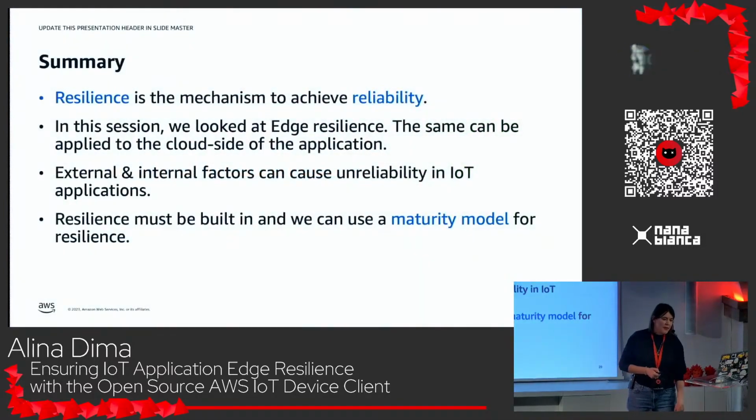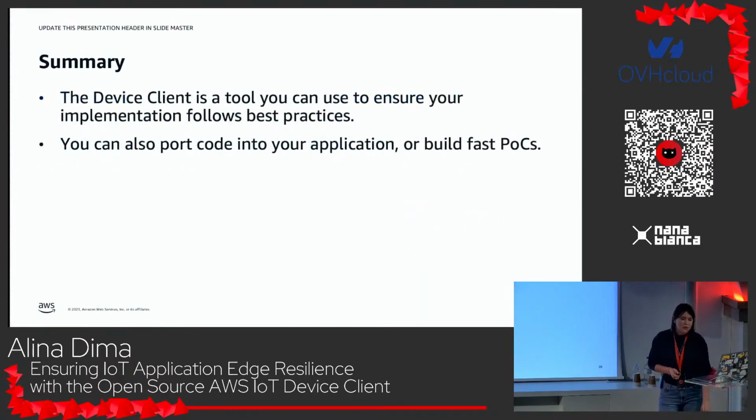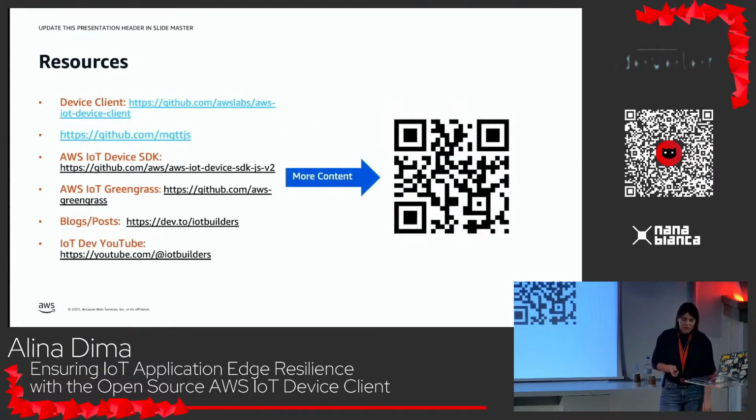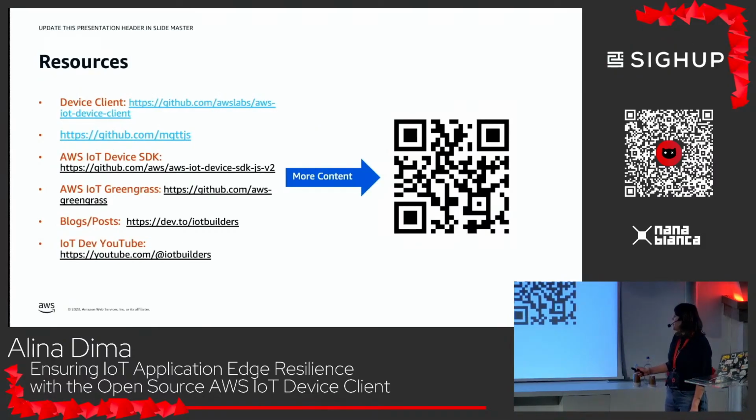Right, so this is a little summary of what we've been discussing. I'm not going to go through this again. What I do want to do is show you some resources you can use. The device client is available here. I've used MQTT.js in the past. It is a really good, quite powerful library. Version v1 of the AWS SDK was built with MQTT.js.